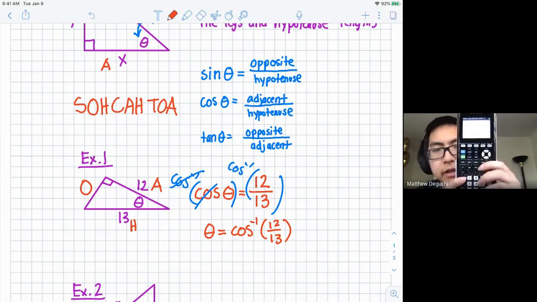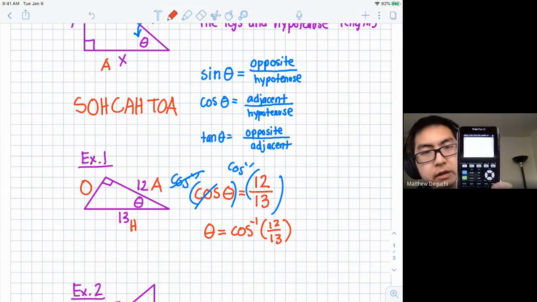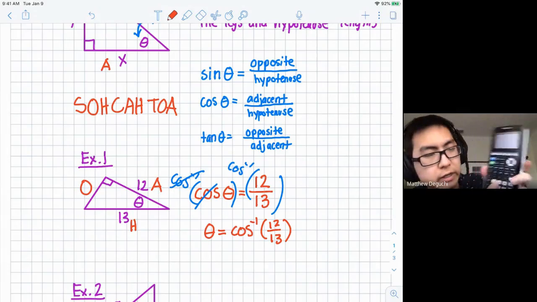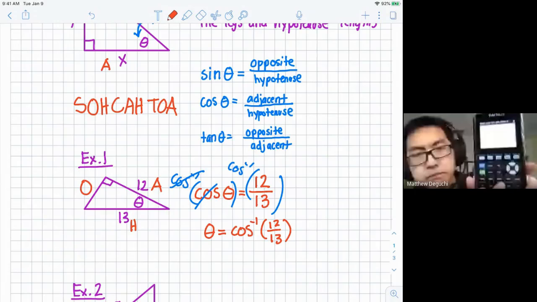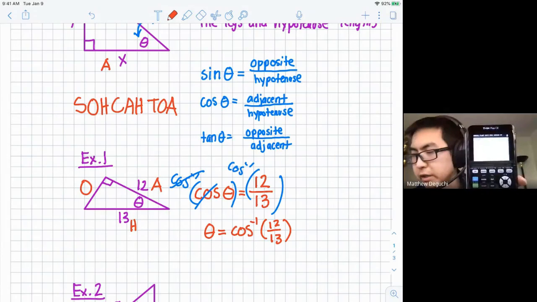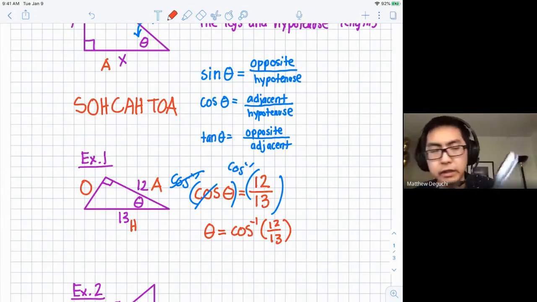So all I have to do is click second, and then you'll see on the screen, I have to do cosine inverse, which is right there. Did you see on the screen? Cosine inverse, and then you have to do 12 over 13.